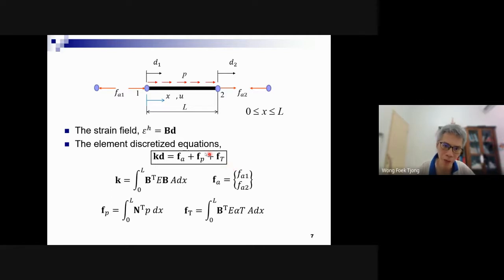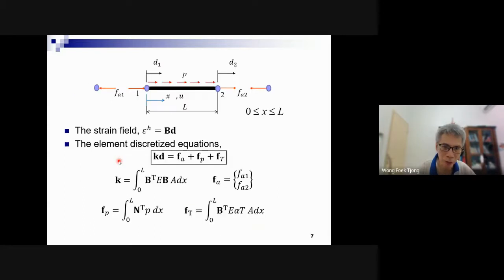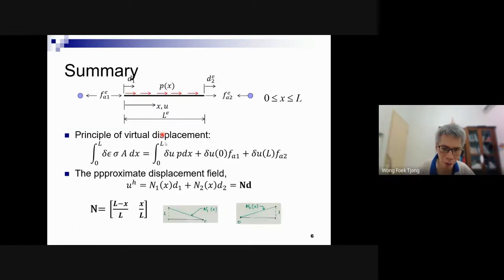What do we need now? Strains. We need strains because we need stress. How to compute the strains using the kinematic equations? So we have B D. This comes from the kinematic equations, once we approximate the displacement. And then also similarly, how about the virtual displacement?